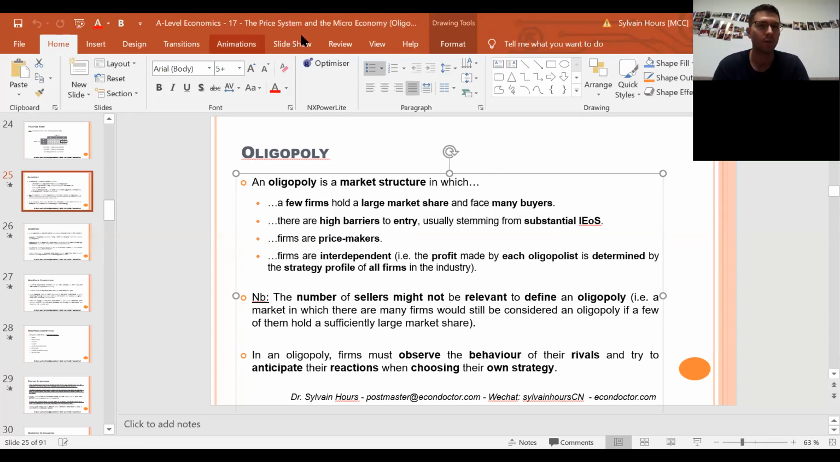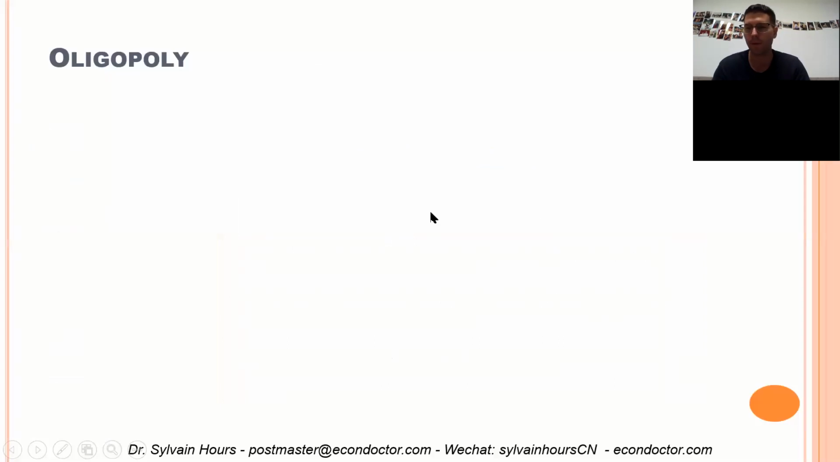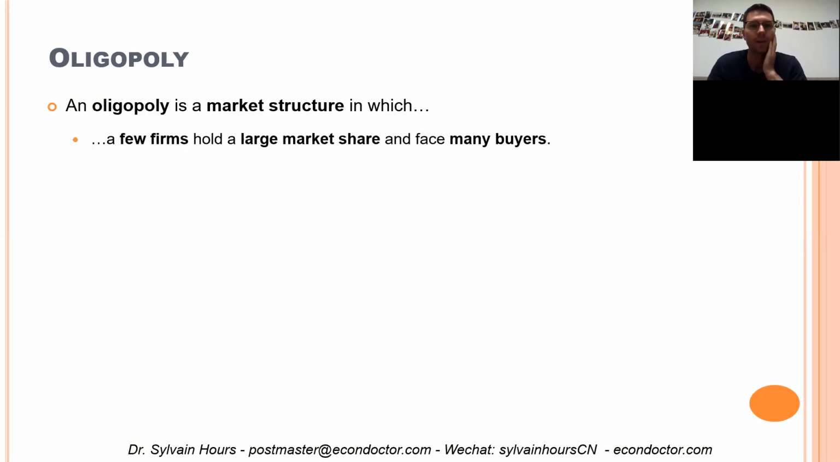So how do we define an oligopoly? What are the characteristics of this market structure? It is a market structure. Remember, you should always start your definition with "an oligopoly is" and then a noun. So it's a market structure in which there are a few firms that hold a large market share and face many buyers.